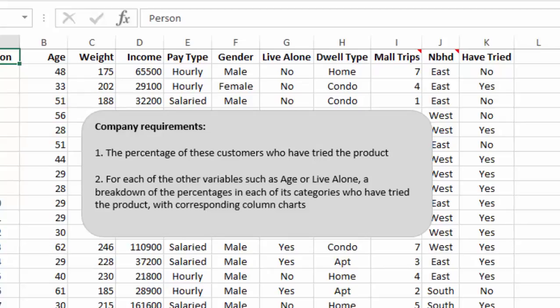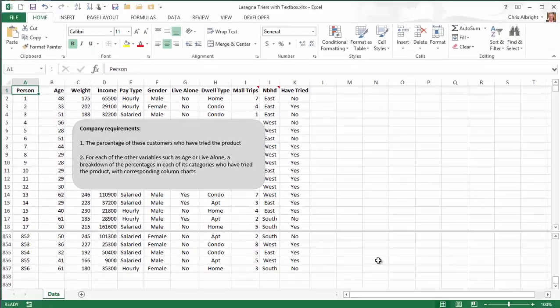The percentage of these customers who have tried the product, and for each of the other variables such as age or live alone, a breakdown of the percentages in each of its categories who have tried the product with corresponding column charts. Again, sit back and watch as I provide this information. Note that some of the variables, such as age and income, aren't categorical, but pivot tables allow you to group such data into categories.